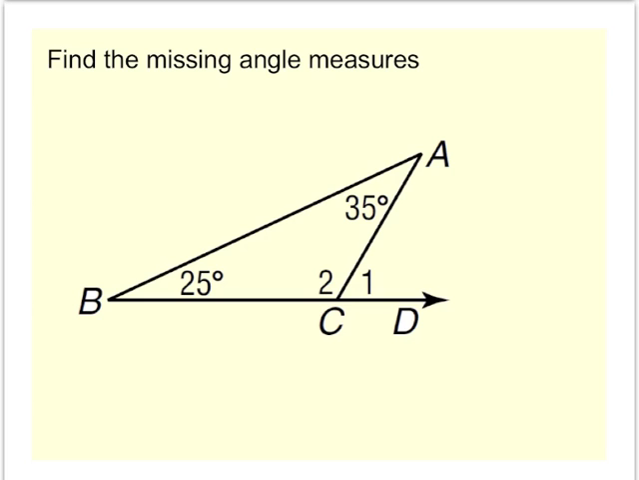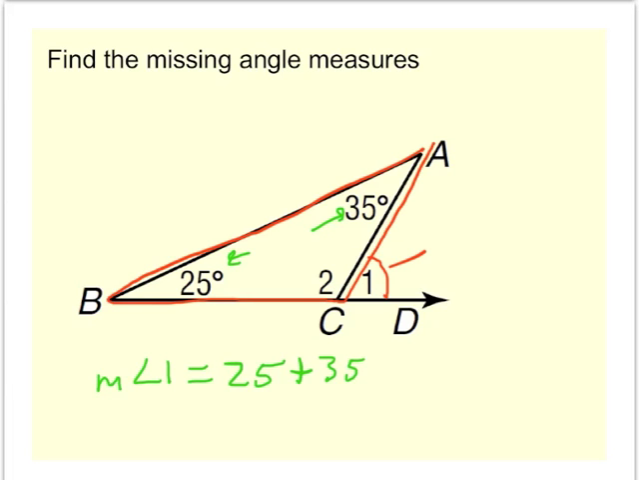Angle 1 is an exterior angle to triangle ABC. And as a result, I know that the exterior angle theorem says angle 1 is equal to the sum of the 2 remote interiors. Now the 2 remote interior angles are the ones that don't touch angle 1. In other words, the 2 remote interiors would be 35 and 25. So once again, the exterior angle theorem says angle 1 is equal to 25 plus 35, which makes 60 degrees.